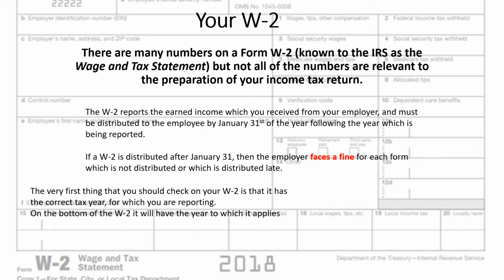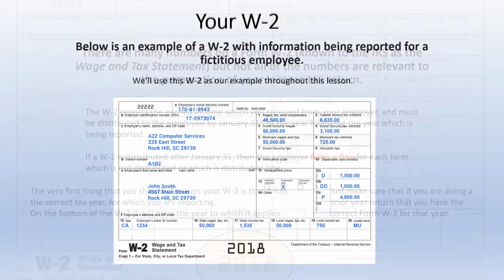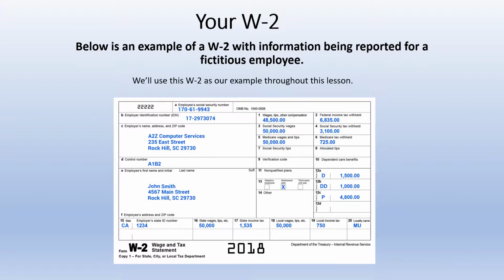The very first thing that you should check on your W-2 is that it has the correct tax year for which you are reporting. On the bottom of the W-2, it will have the year to which it applies. Just make sure that if you're doing a prior year return, that you have the correct Form W-2 for that year. Below is an example of a W-2 with information being reported for a fictitious employee. We'll use this W-2 as our example throughout this lesson.